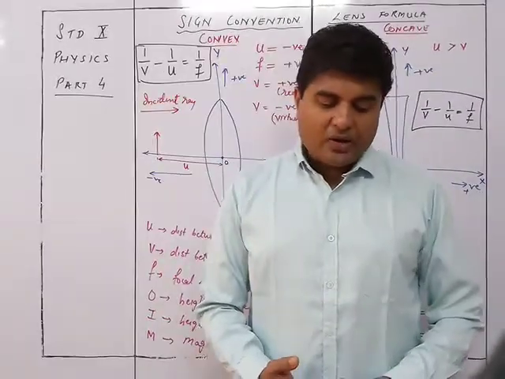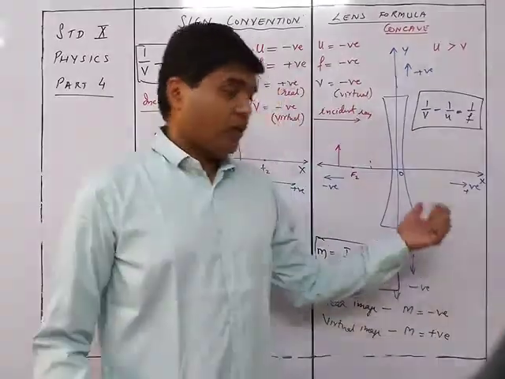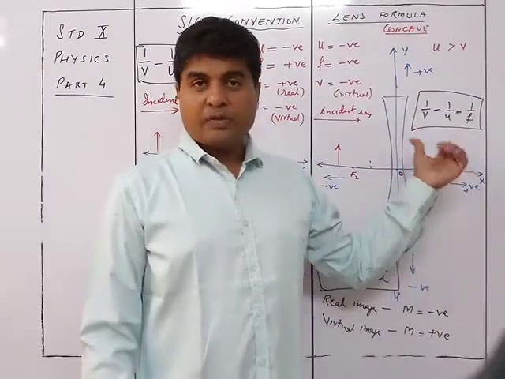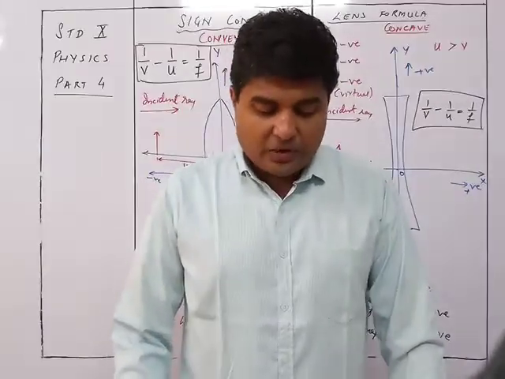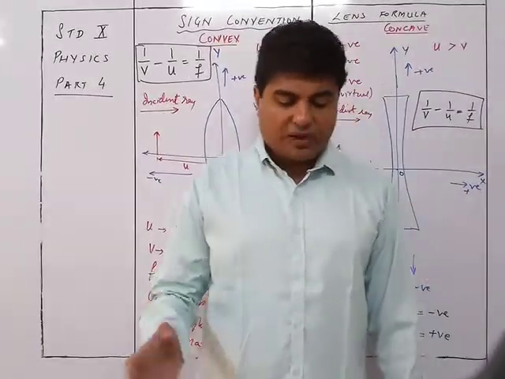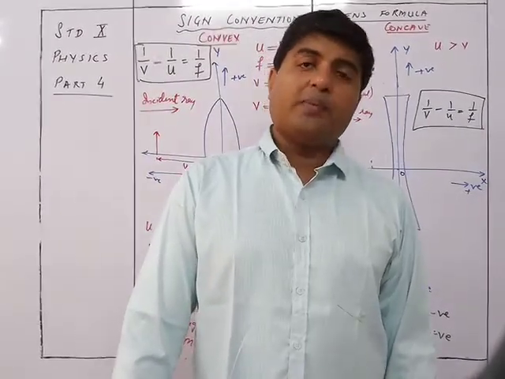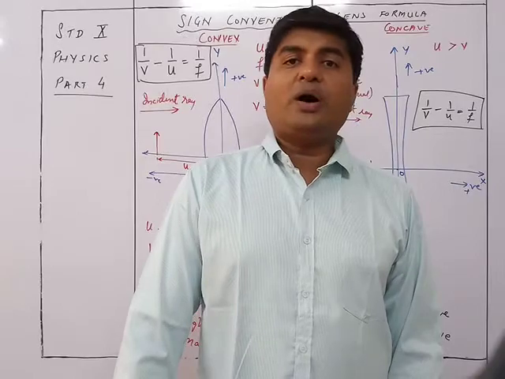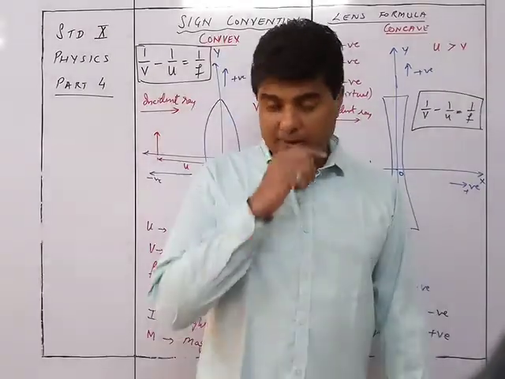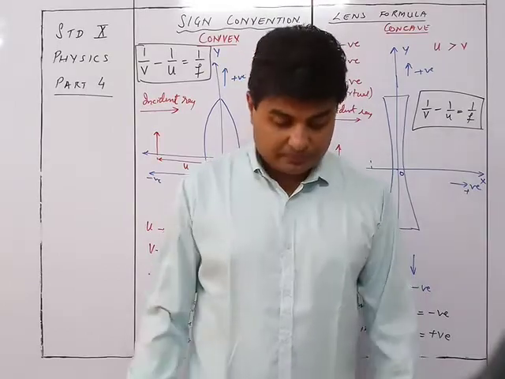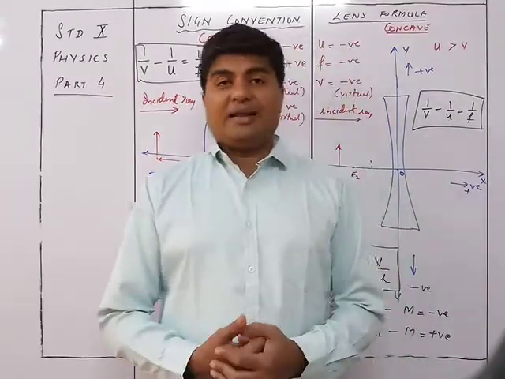Thus the numerical value of M is always less than 1 for concave lenses. We always know it is going to give you a diminished image, so it will always be less than 1 in concave lenses, while it will be greater than, equal to, or less than 1 for convex lenses, depending upon the position of the object. So depending upon where the object is placed, you are going to have different values of magnification.